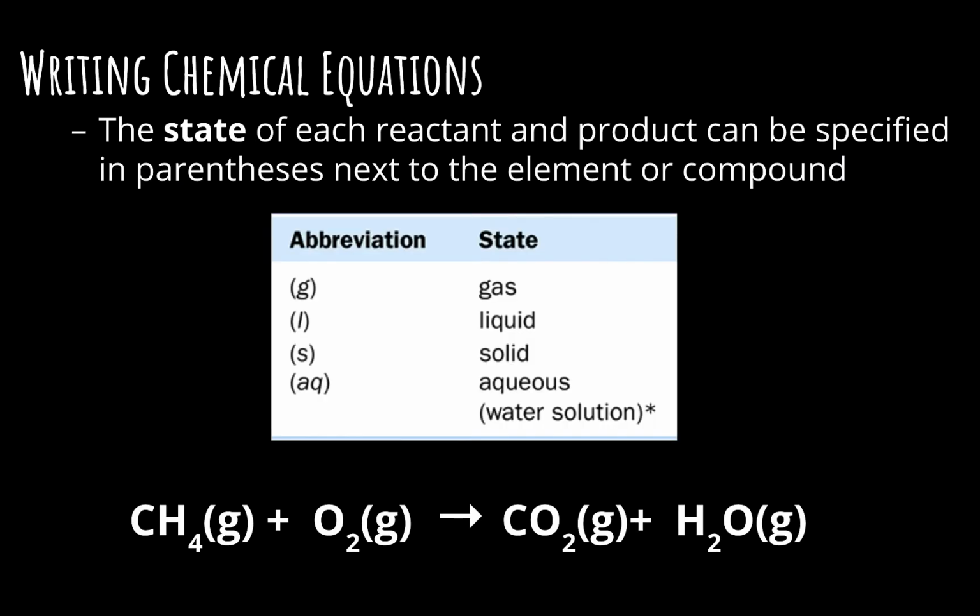We can give a little more information in these chemical equations by adding abbreviations that let us know the state of the reactants and the products. Notice this is the same reaction, but we've added the states of matter for each one. A gas is represented with a G, liquid with an L, solid with an S, and an aqueous solution is represented with AQ. An aqueous solution just means it's a substance dissolved in water.